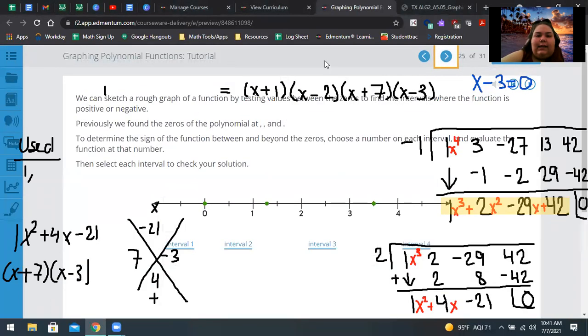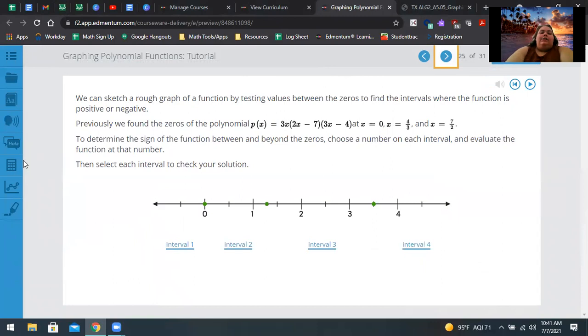Moving on to slide 25. So it says we can sketch a rough graph of the function by testing values between the zeros. So remember, this is the same example that we were dealing with. Like I said, it was a little bit icky because the zeros weren't perfect, but they do have them listed for us here. And the idea is that we're going to use that same number line and test out a number that's in between it. So you're not allowed to use a 0. You're allowed to use a number that's within those zeros.